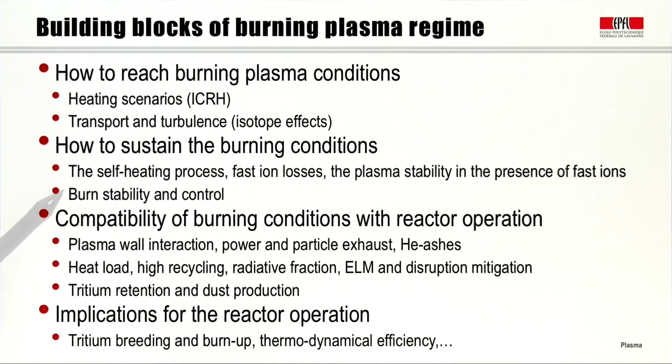We need to really make sure that the self-heating process is not affected by any major instabilities or any major problem that can arise in the plasma. And among the problems that we have to worry about are the losses of the fast ions that, of course, those that guarantee the self-heating process in the form of alphas produced by fusion reactions. We need to see if the stability of the plasma is affected by the presence of fast ions and in which way it is affected. We also need to have a thought on the stability of the burn and how we control it.